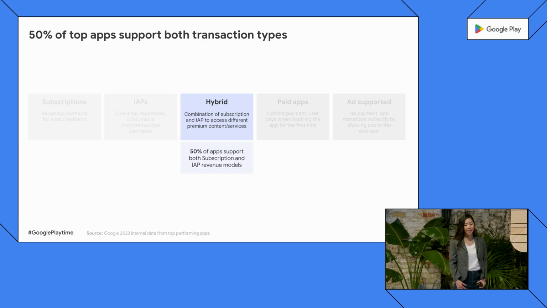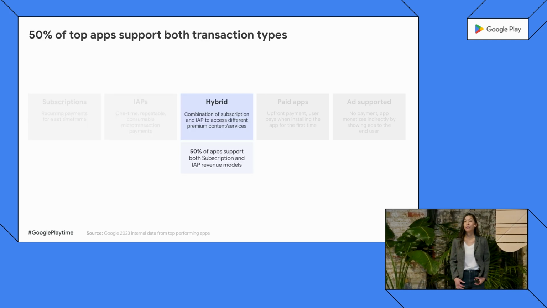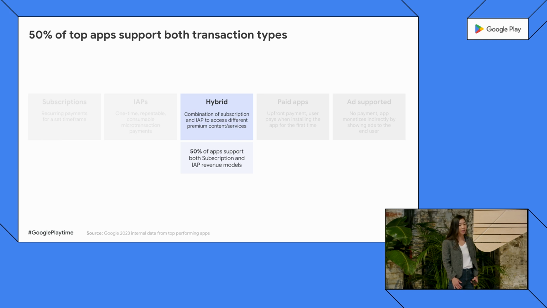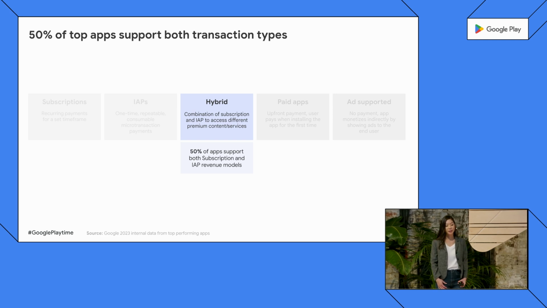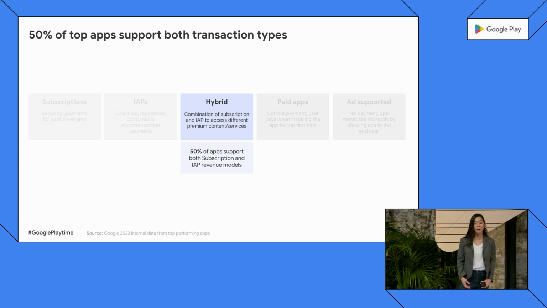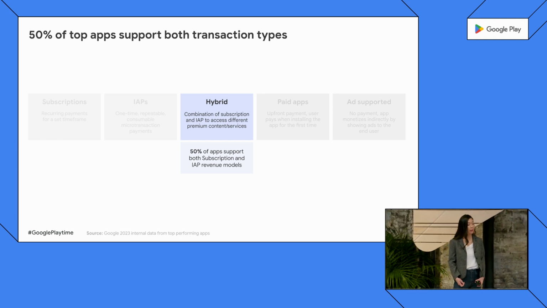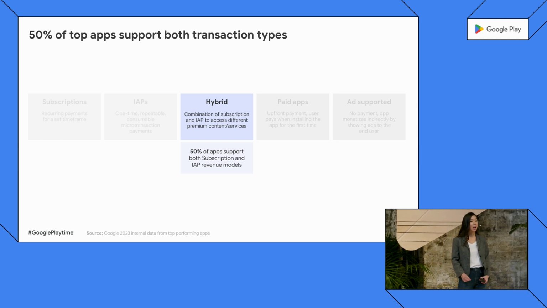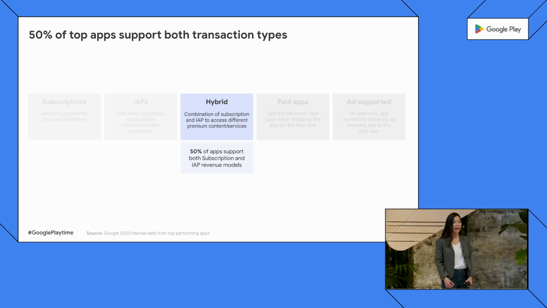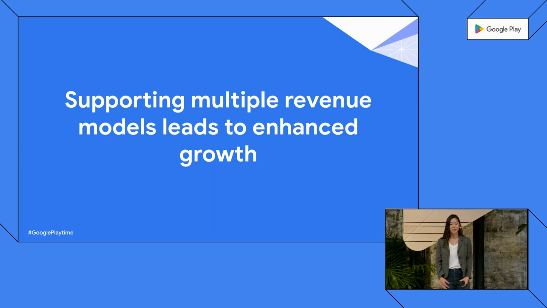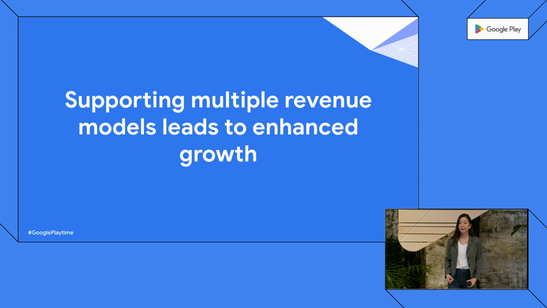As we learned from Christina, we see a meaningful number of apps offering both transaction types. In fact, almost 50% of top-performing apps now offer some combination of the two. And like Christina mentioned, categories such as dating, social, and comic book apps are more likely to support hybrid models. But we believe there's an opportunity to introduce hybrid revenue models across more categories. And here's why. Supporting multiple models can lead to enhanced growth.